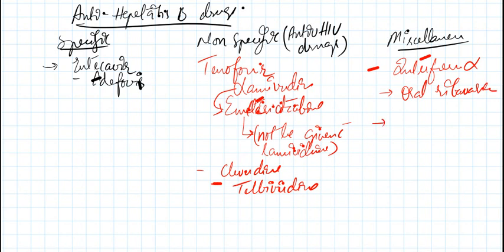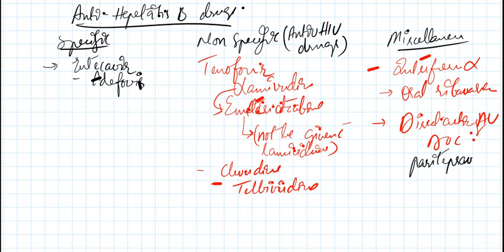Then, if you ask me what are the direct acting antivirals, because they become the drugs of choice. Paritaprevir. I will write here. What is paritaprevir? It is a protease inhibitor or protease blocker. Next, sofosbuvir.